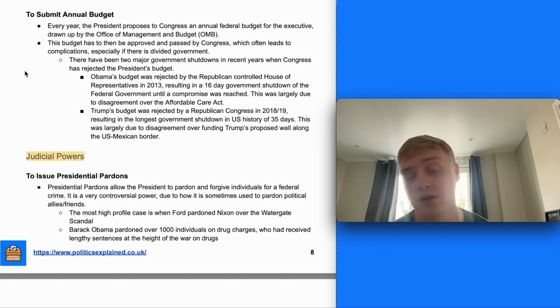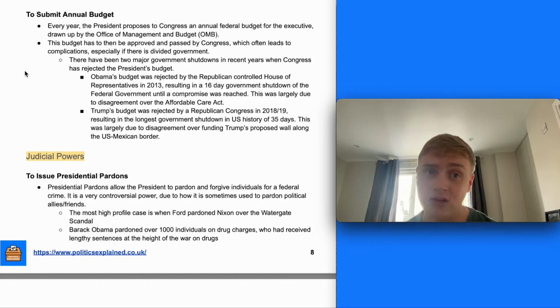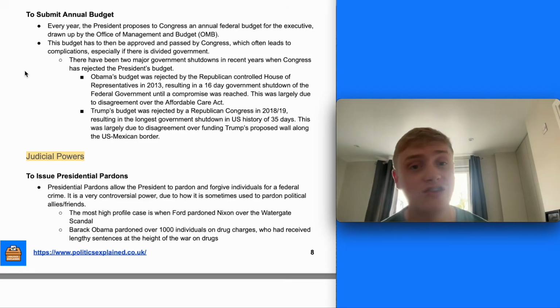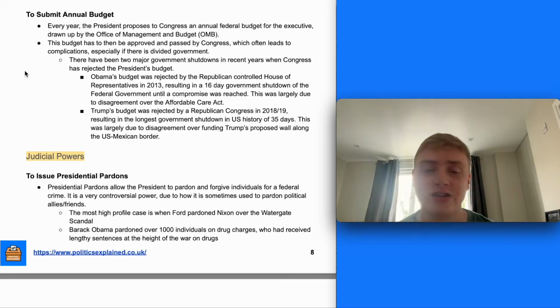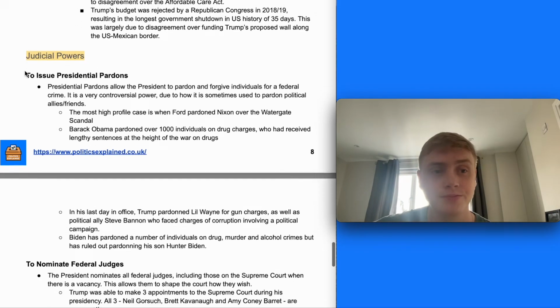And this has actually in recent times led to 2 major government shutdowns, as ultimately the budget couldn't be agreed between Congress and the presidency before the deadline, which effectively results in the government shutting down until there is agreement. So it shut down for 16 days under Obama and 35 days, the longest in history, under Trump.